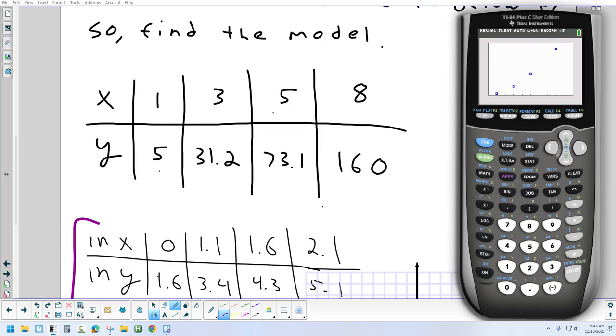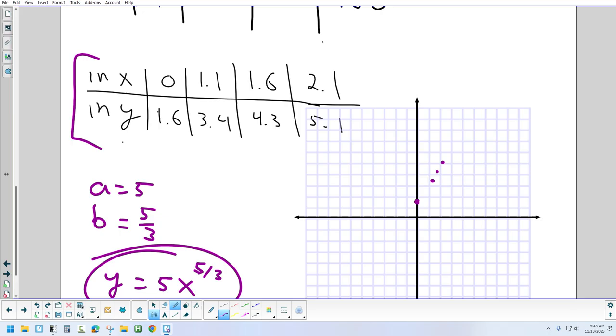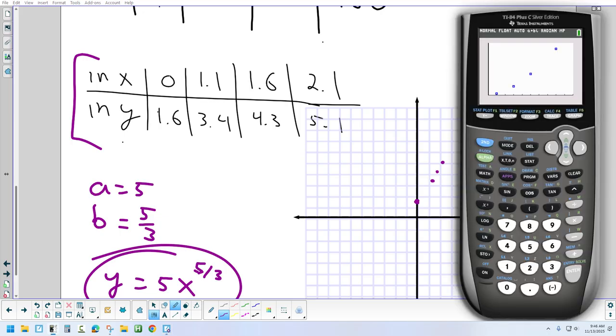Now, let's put in our 5x to the 5/3, and let's see how good of a curve we got through the points. So 5x raised to the 5/3. So what do you think? Is that a good model for this data? Yeah, it's very good. Right? It goes right through the points.